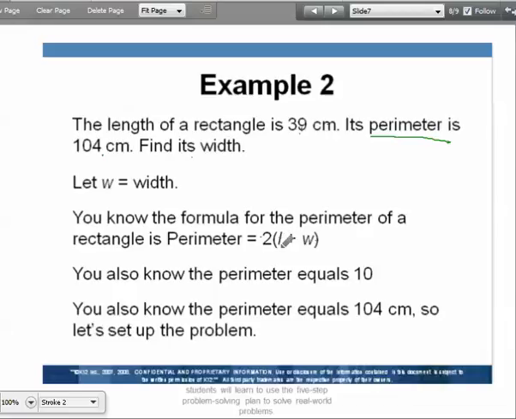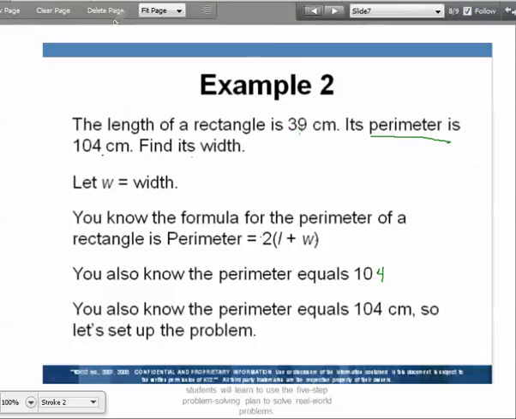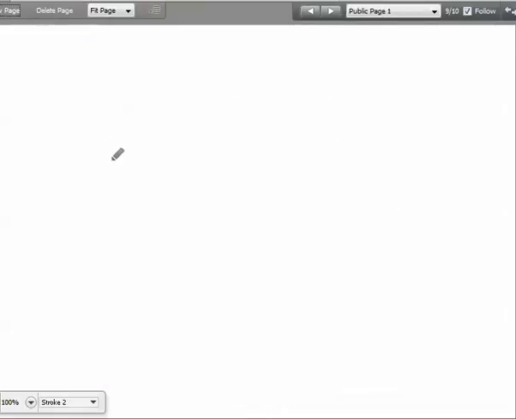We know the perimeter is equal to 104. So we can set up the problem here. Let me set this one up. So we've got 2 times (39 plus the width) is equal to 104.